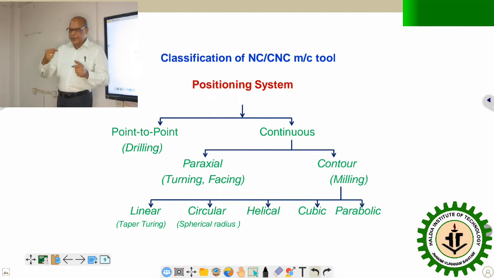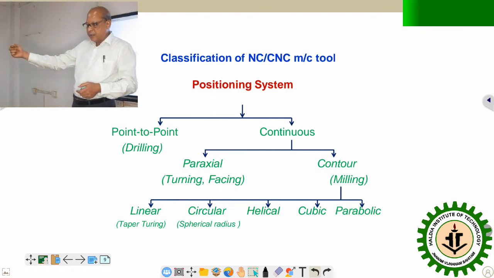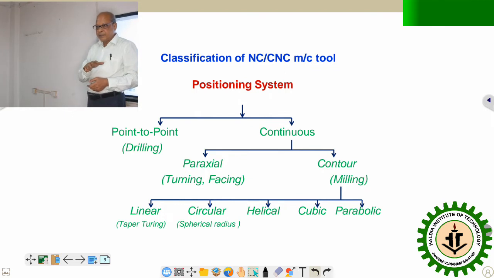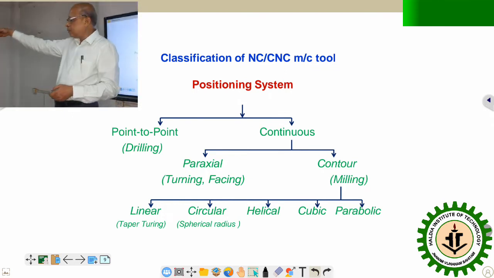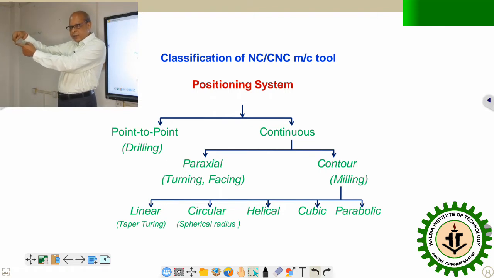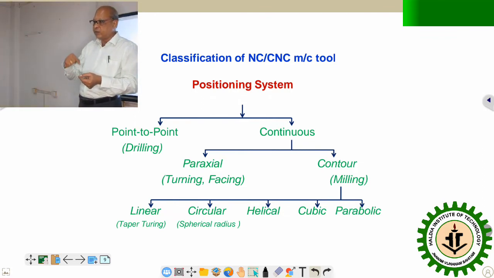Point to point, the very name implies the tool movement from one point to the other point is important. The path along which it is moving is of no value. Suppose the tool occupies a particular position at this point, identified by its xyz coordinates, say x1, y1, z1. Then from this point, it is supposed to come to another point having coordinate values x2, y2, z2.